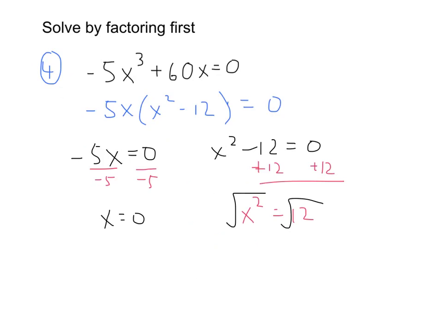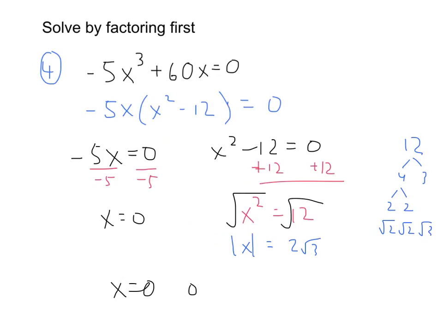We end up with the absolute value of x equals radical 12. If we show our work here, 12 is 4 times 3, and 4 is 2 times 2, which is radical 2 times radical 2 times radical 3. So that is the same thing as 2 times the square root of 3. That implies our answers are x is either equal to 0, or x is equal to positive 2 radical 3, or x is equal to negative 2 radical 3.